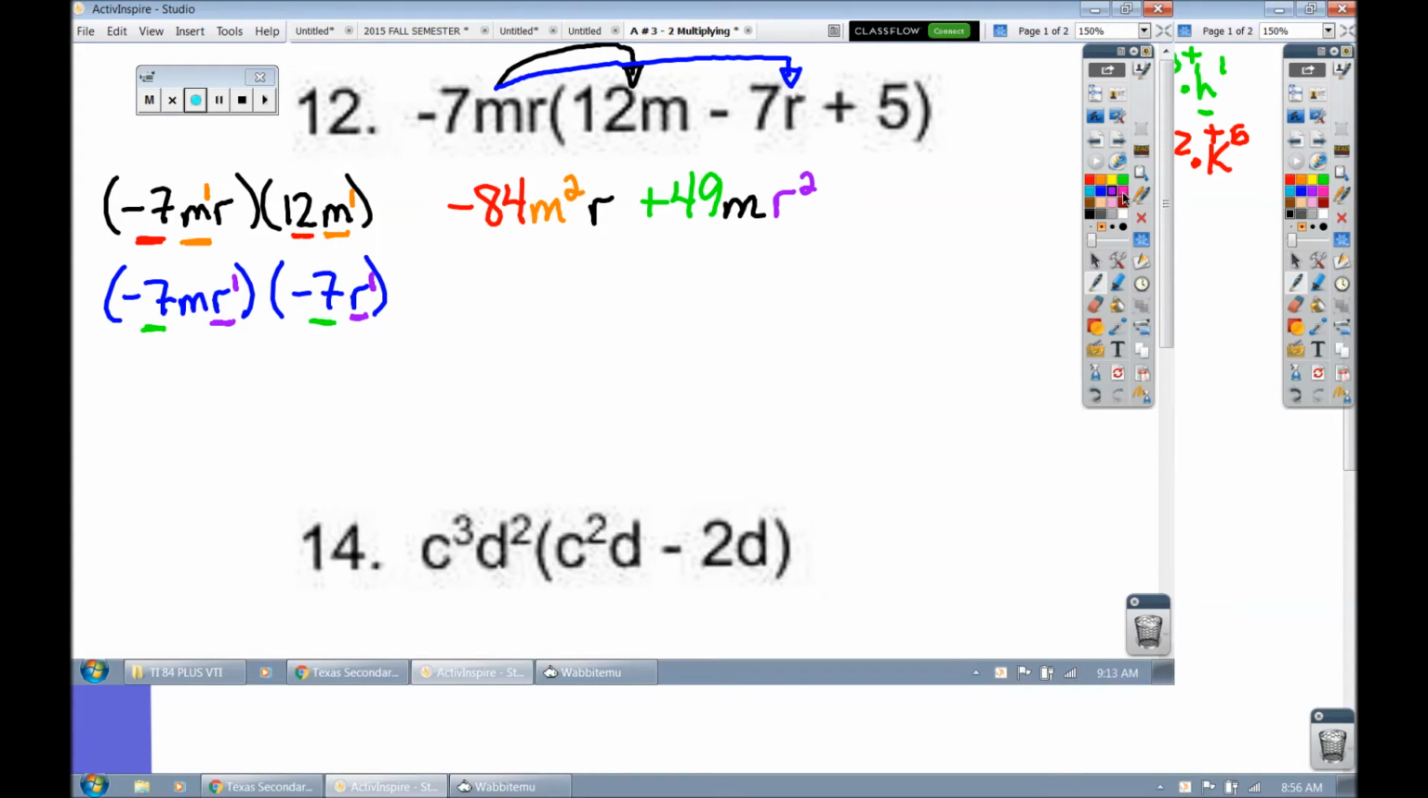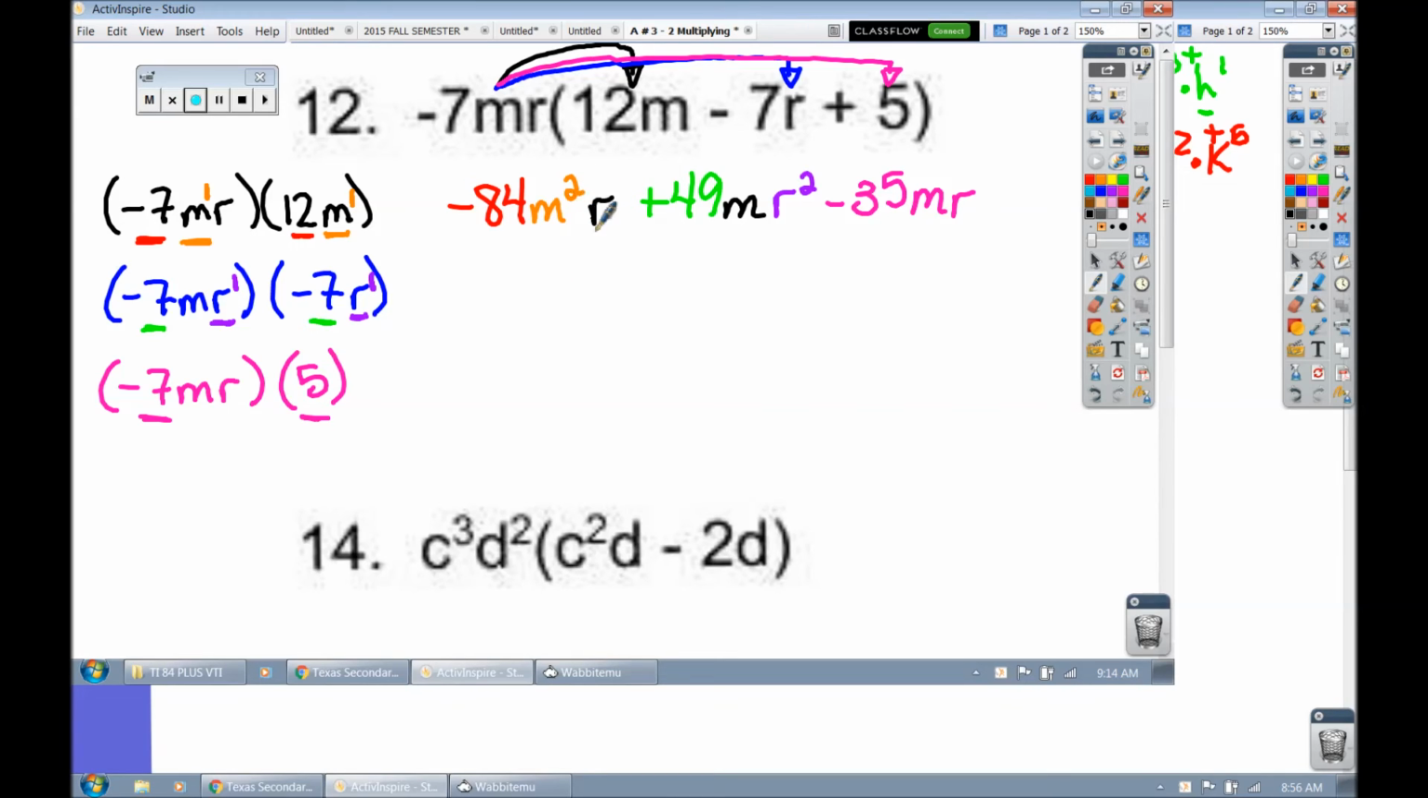And now our last distribution, negative 7mr times positive 5. Start with your numbers. Negative 7 times 5, that is negative 35. And since we don't have any of the m and the r's to multiply, we simply just put them at the end. See if we can combine like terms.